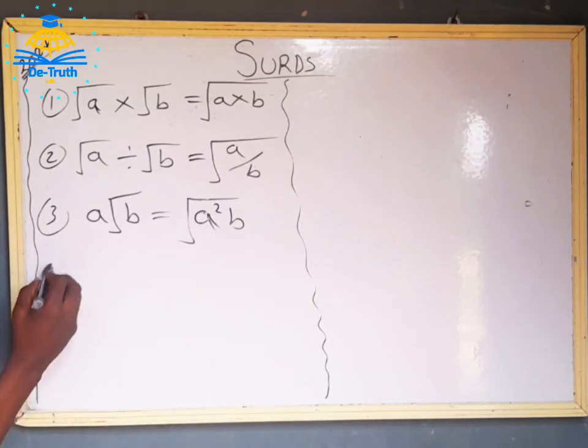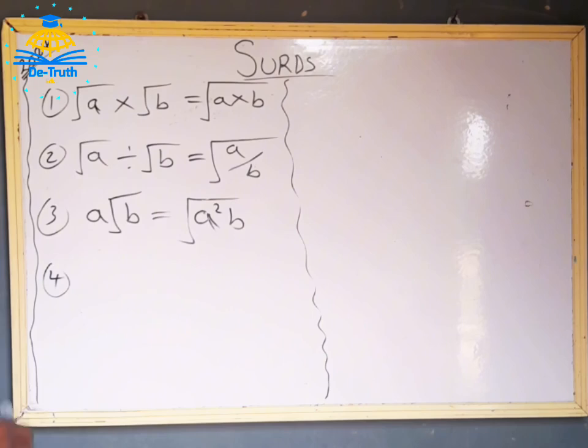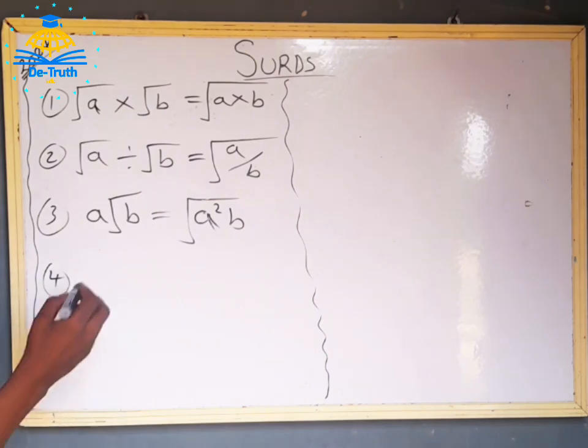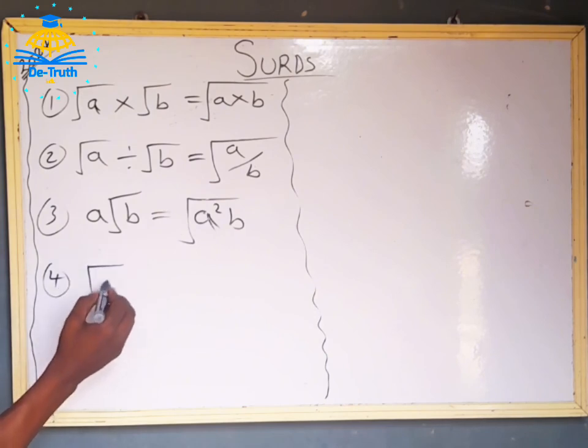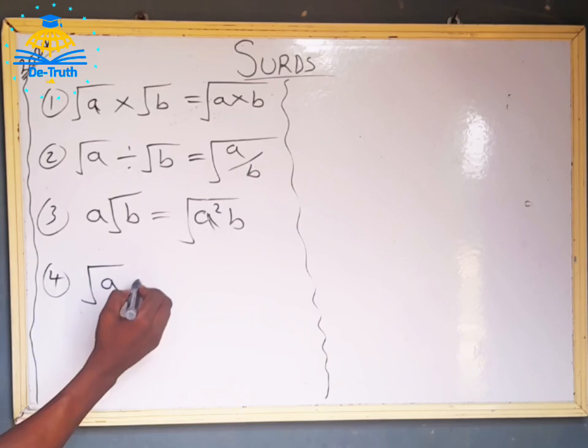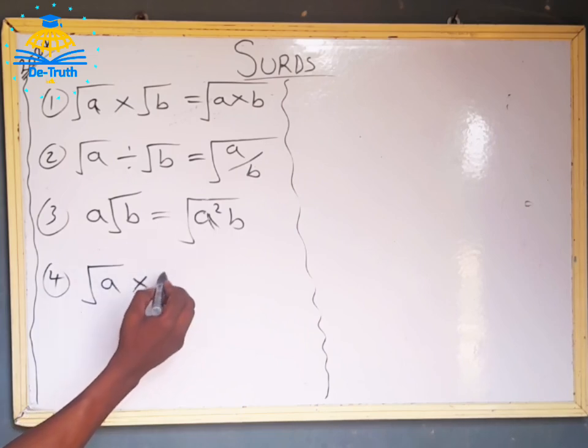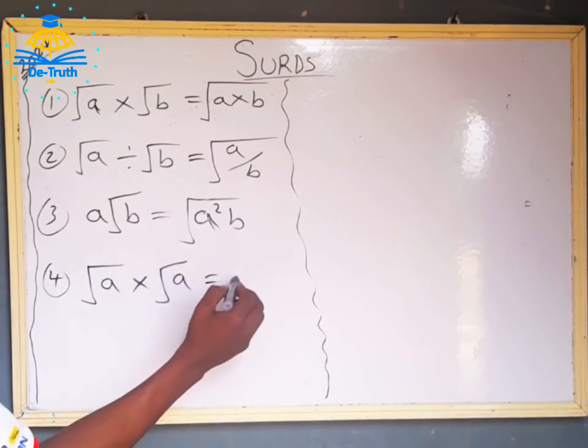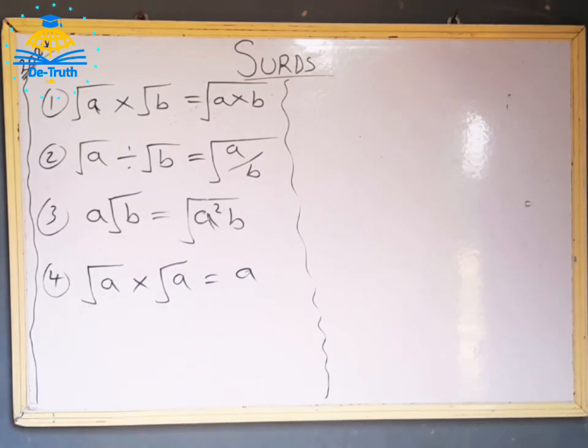Now the fourth one we can talk about, just for us to have an understanding of SURD, is when we have multiplication of the same SURD. Root A times root A is simply A. Likewise, root B times root B gives us B. Root 100 times root 100 gives us 100.